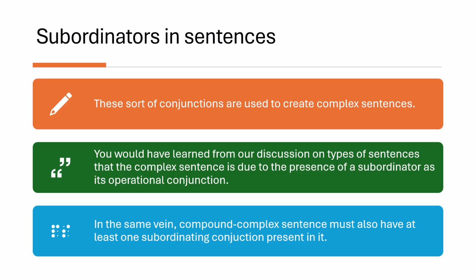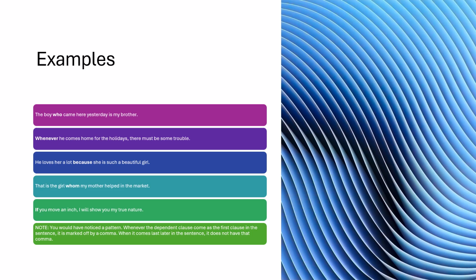So let's look at subordinators in sentences. These sorts of conjunctions are used to create complex sentences. So let's take note of that. You will have learned from a discussion on types of sentences that the complex sentence is due to the presence of a subordinator as its operational conjunction. So in the same way, complex sentences must also have at least one subordinating conjunction present in them. So let's look at some examples here now. The boy who came here yesterday is my brother. Whenever he comes home for the holidays, there must be some trouble.